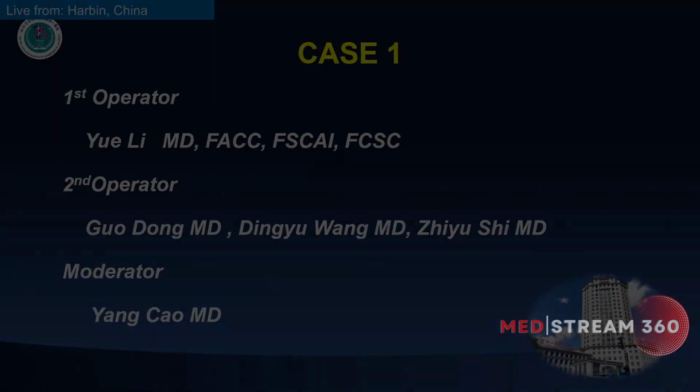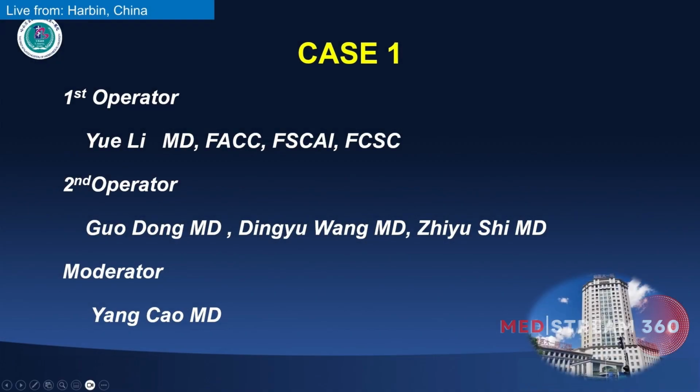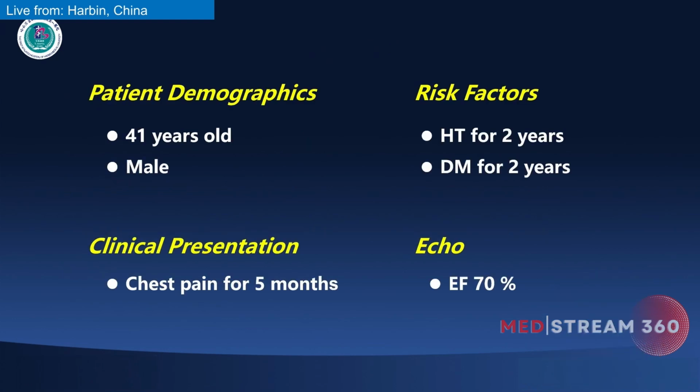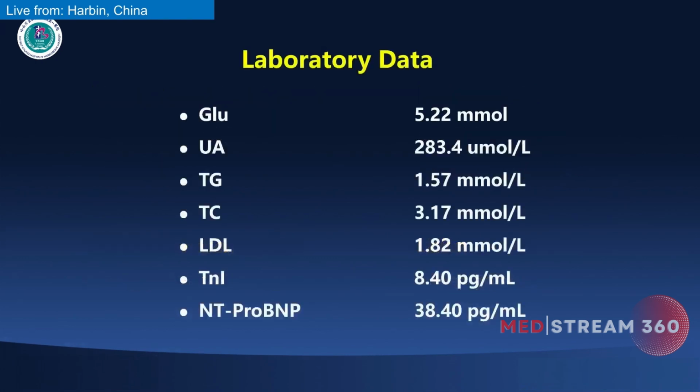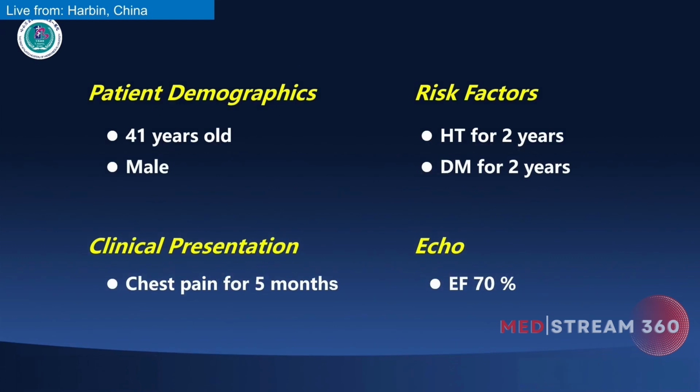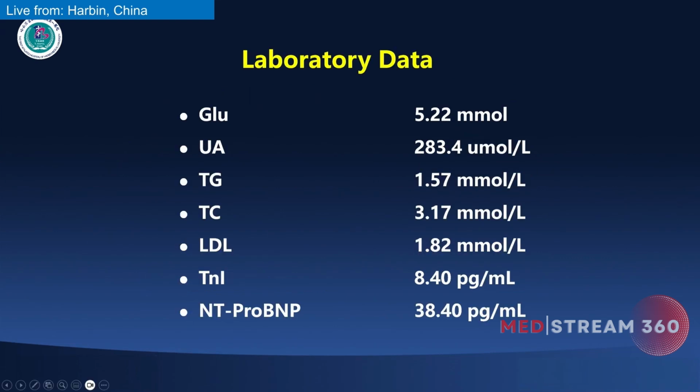Hello everyone, and today we are going to work on a very complex CTO case with the LAD totally occluded. This is a 41-year-old male who has suffered from chest pain for 5 months. Risk factors are hypertension and diabetes for two years. Ejection fraction is 70%. Laboratory data are almost normal.